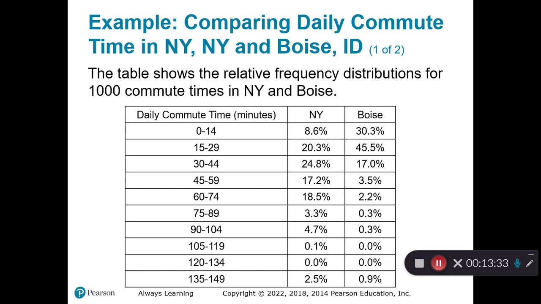So if you take a moment to just look at those last two columns, I think that you can start seeing some differences in how those percentages appear. For example, if we look at commute times in the first three classes, from 0 minutes to 44 minutes, so look at the first three rows together, you see that the New York times are low in the beginning, and they start getting higher percentages as we go down. And with Boise, it's just the opposite. We start pretty high, and then they start tapering off early.